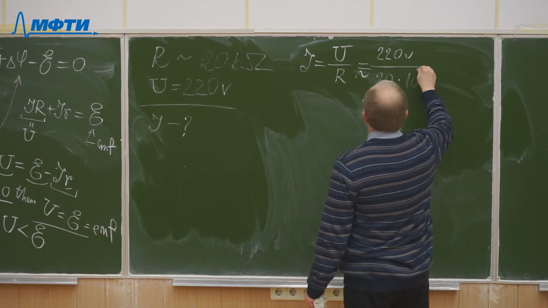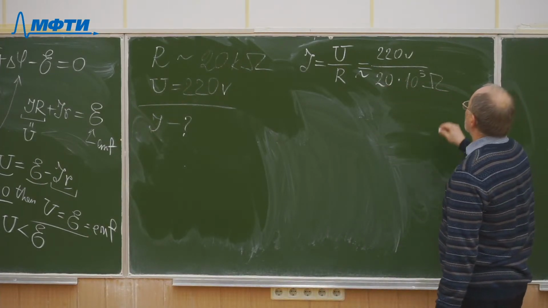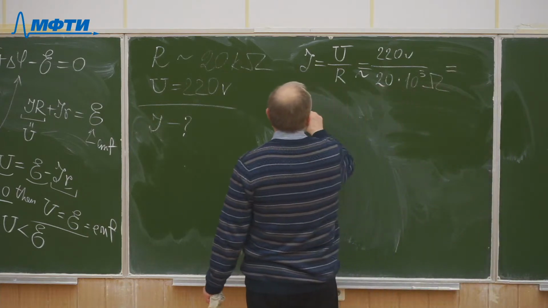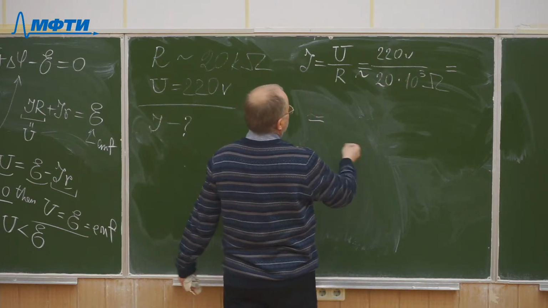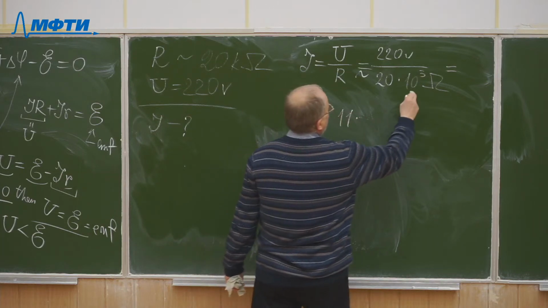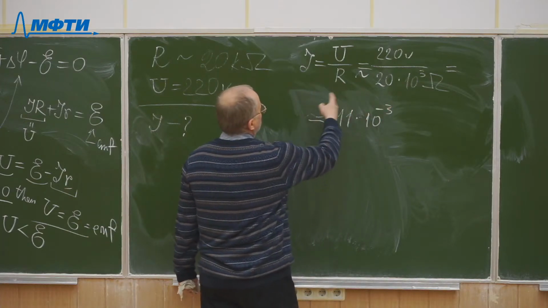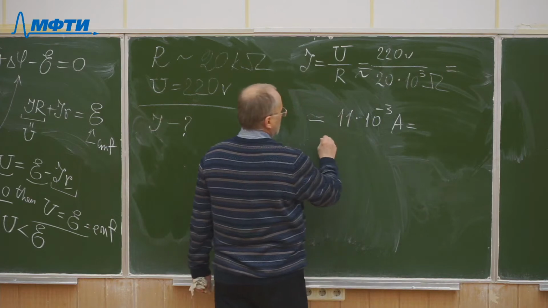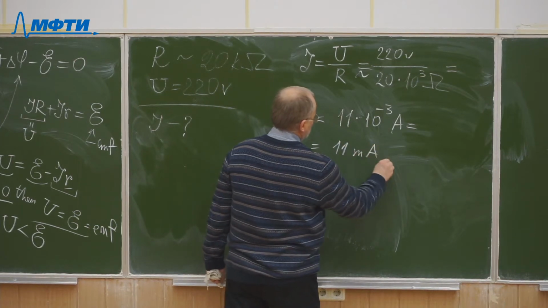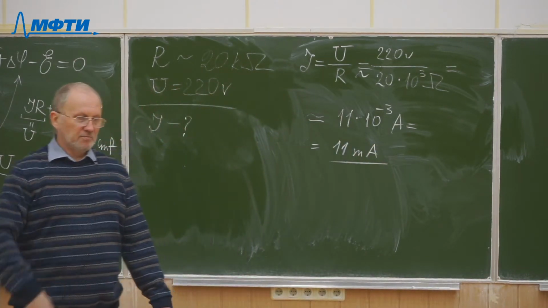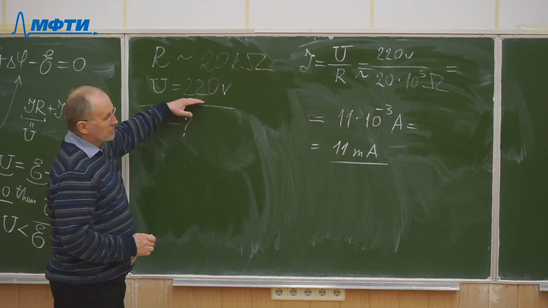which means 20,000 ohms. And that will give you approximately 220 divided by 20, it's exactly 11, times 10 to the minus 3 power, and the result must be obtained in amperes. So that will be approximately 11 milliamperes. Such a current will flow through the body of a person who touched an electric cable which is under the voltage of 220 volts.